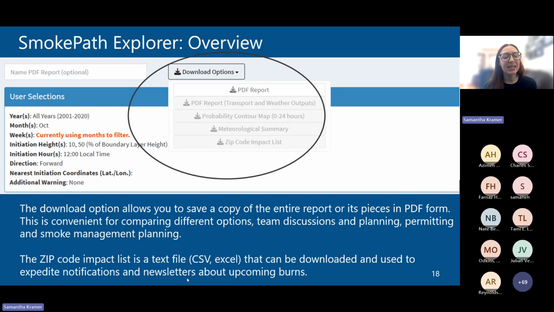And then lastly, that zip code impact list is a text file that can be opened in Excel. So you can download that and use that directly to create those flyers, send those out through the mail, and it can be readily used pretty simply.